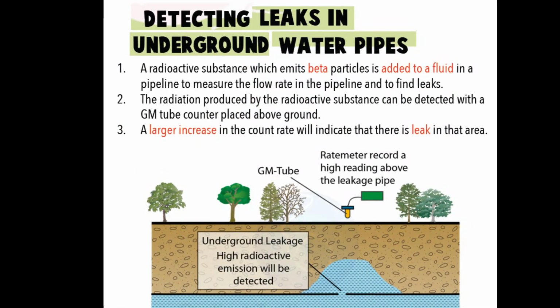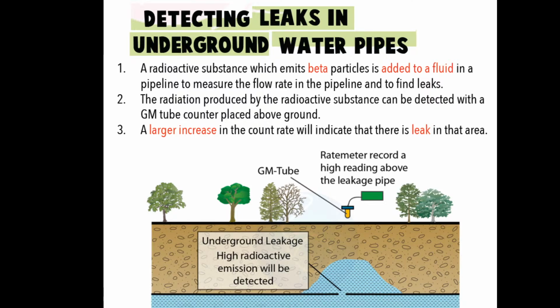Okay, this one is an example. Here, the pipe is underground. Suddenly one part comes out of the water, but we don't know which part, so you need to trace. We're using the GM tube. Remember, for the GM tube, alpha, beta, gamma can also be used.